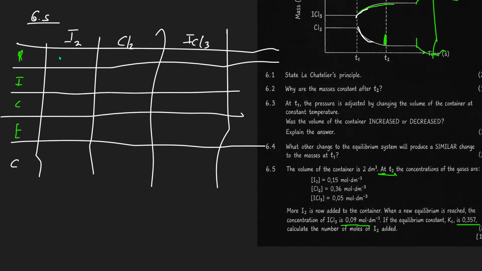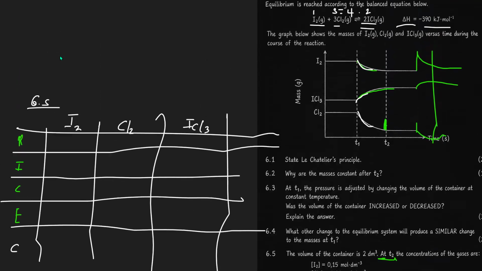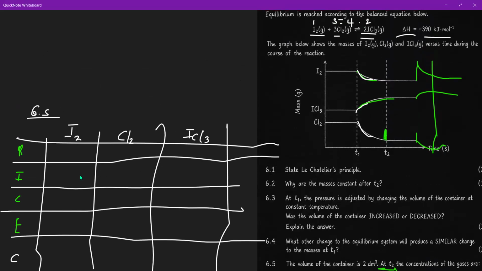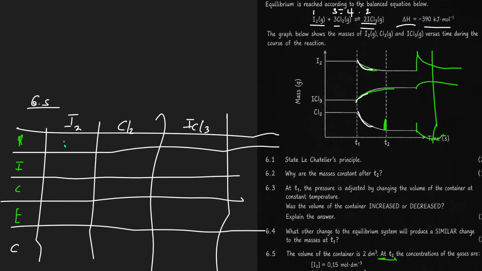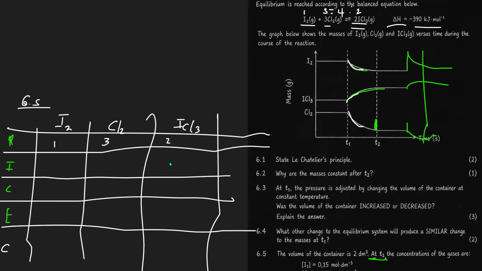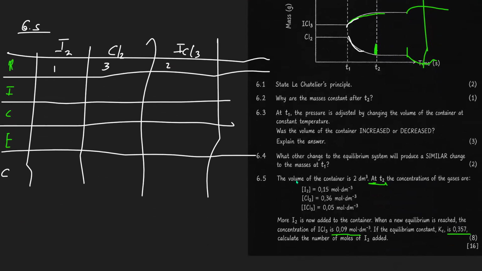And then in the RICE table, we're going to have R, the ratio. We need to check the ratio there. We have a ratio of 1, then 3, then 2. And they said that at equilibrium, when a new equilibrium is reached, I have an amount of 0, with a concentration of 0.03. So this is going to be the concentration at equilibrium, 0.09.